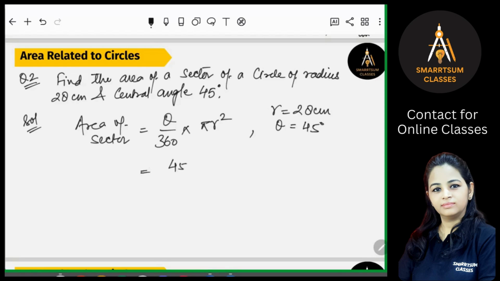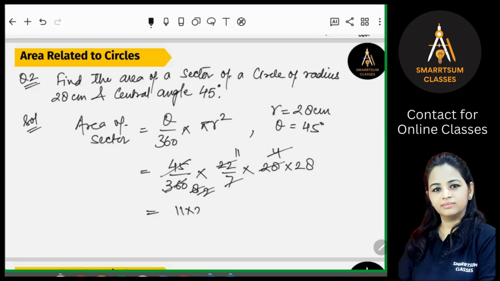Theta is 45, 45 upon 360 into pi, 22 by 7, into r square. R is 28, so it will be 28 into 28. Now we can solve this. 45, 8 times is 360. 7 4 times is 28. 4 2 times is 8. 2 11 times is 22. So this will be equal to 11 into 28. So what is 11 into 28? That is 308. So this is equal to 308 centimeter square.